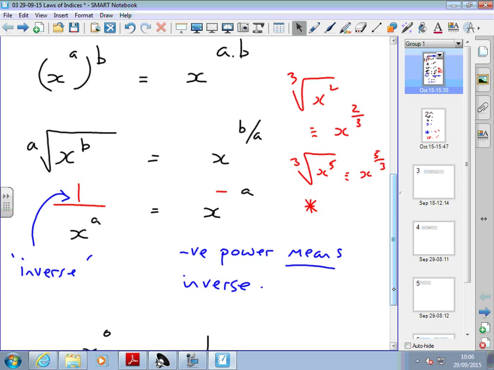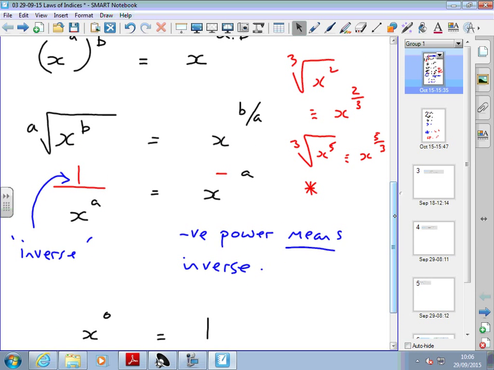The next one, or the last real rule, is this one. 1 over x to the a is x to the minus a. The inverse, and 1 over means the inverse, is replaced by a negative power. And again, it can be proved why that works, and you can have a look at how it works. But the thing to remember is, if I've got 1 over x to the a, I can replace it with x to the minus a. In other words, 1 over x cubed is equivalent to x to the minus 3. So the minus means the inverse.